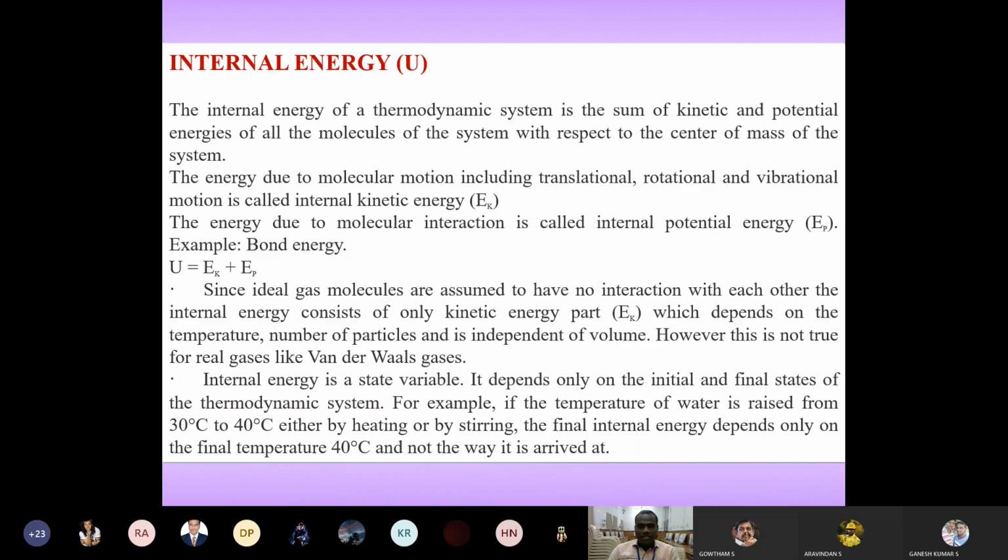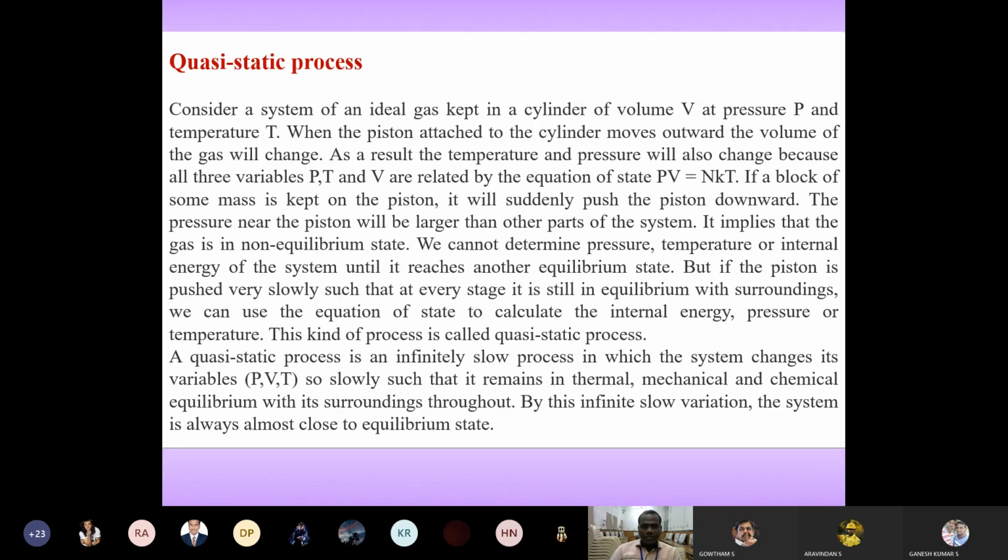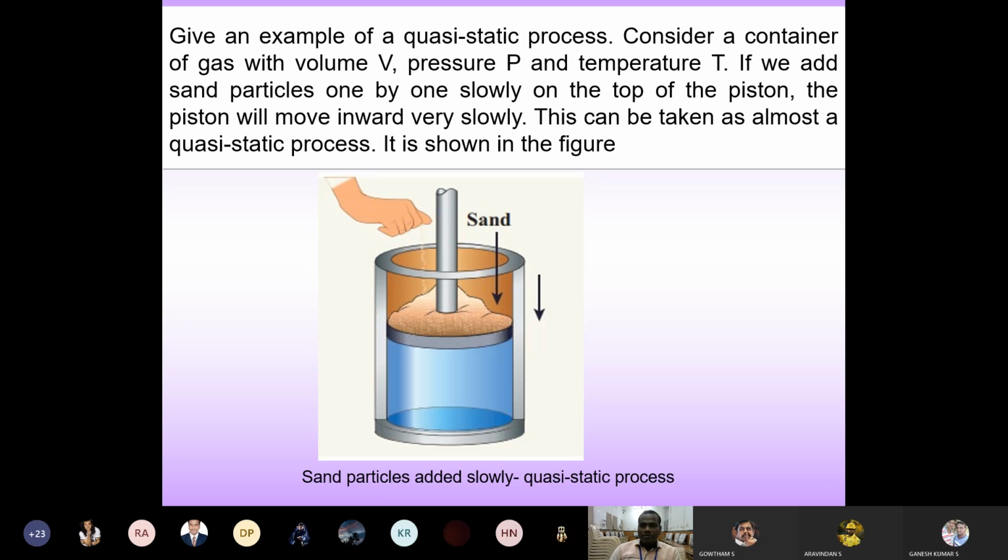So with this introduction, we can move to the next portions. Already we discussed internal energy. Internal energy is the addition of kinetic energy and potential energy. Then you know what a quasi-static process is. A quasi-static process is a heat flow process. This is an example of a quasi-static process. By adding small changes in the system, we can have a quasi-static process.